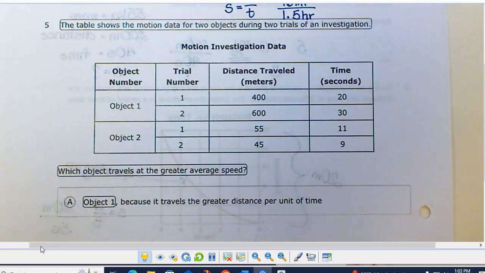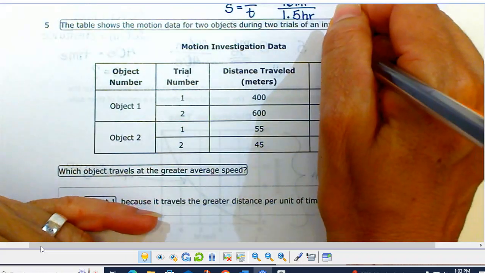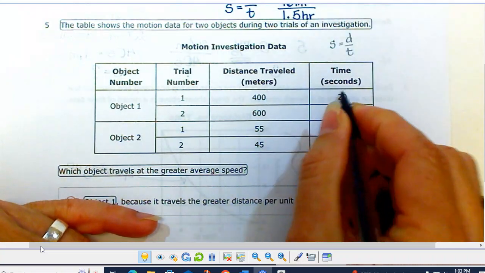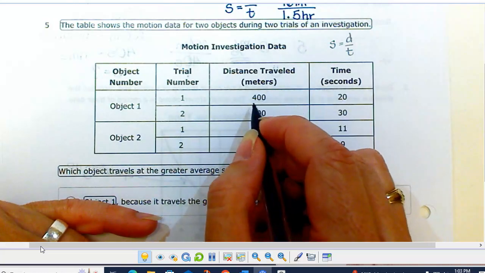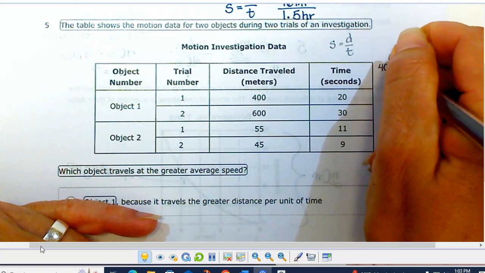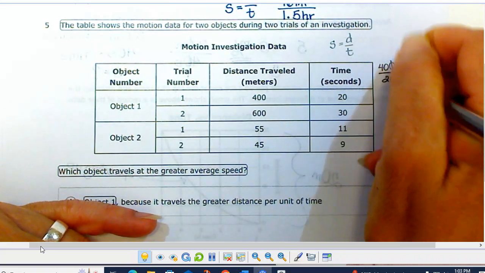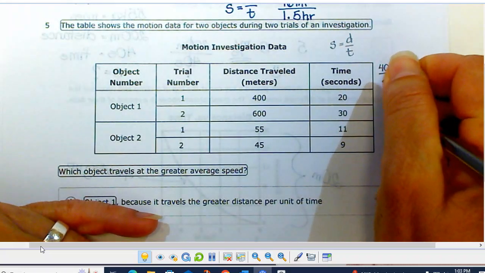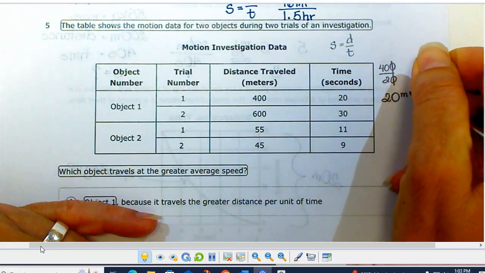Number 5, the table shows the motion data for 2 objects during 2 trials of an investigation. Which object travels at the greater average speed? Remember, speed or average speed is distance divided by time. So object 1, trial number 1 is 400 divided by 20. Knock off a set of zeros, and that becomes 40 divided by 2. And so that is an average speed of 20 meters per second.